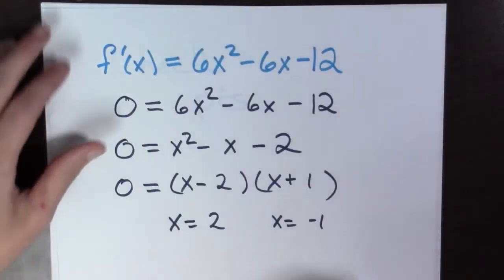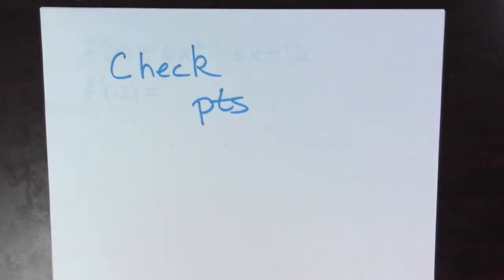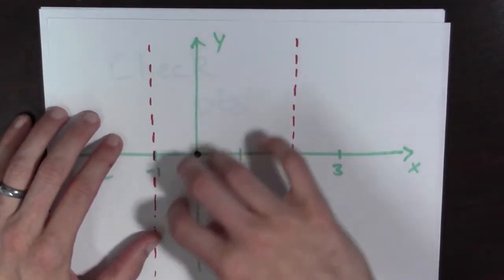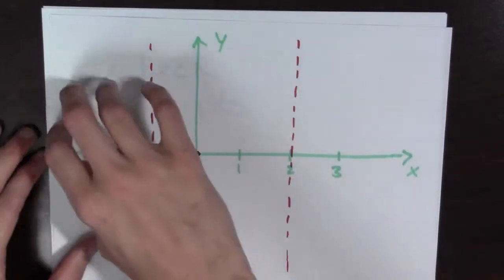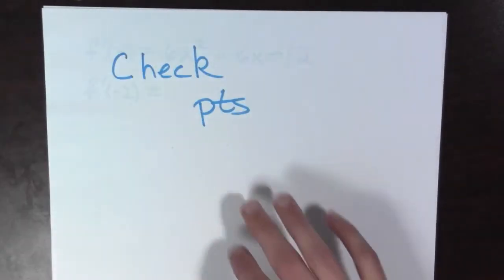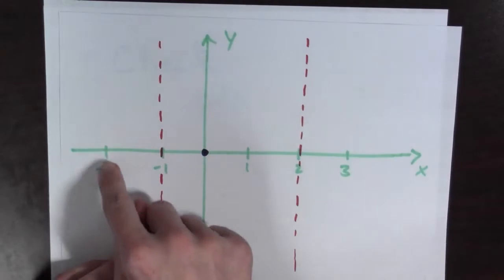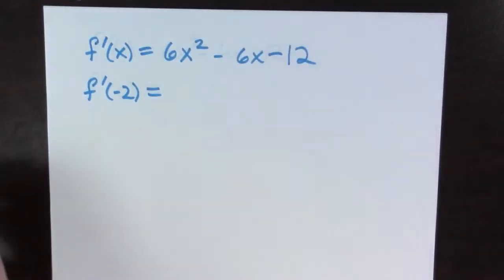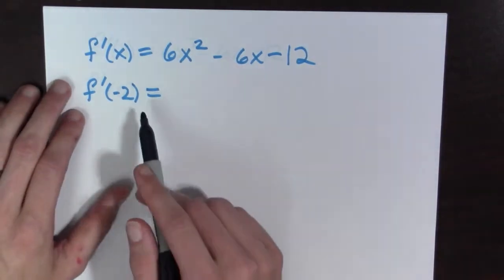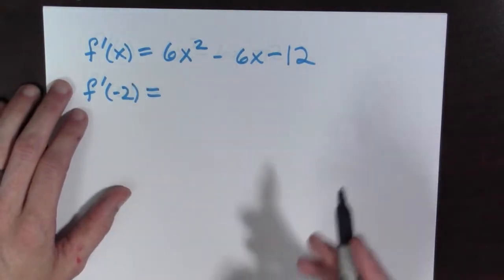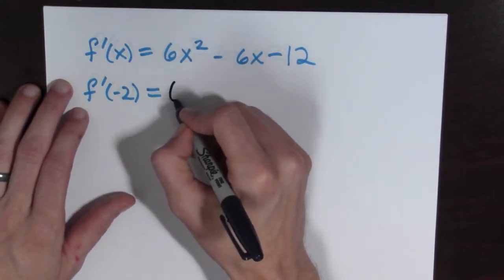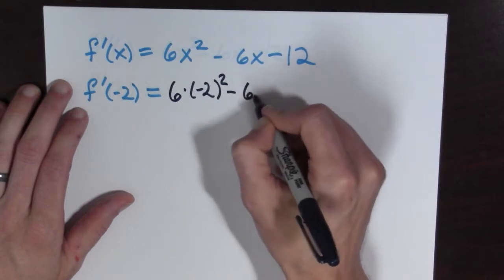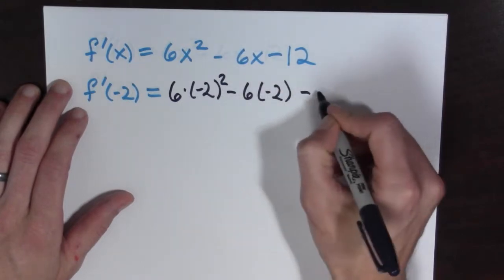All right, so we have this, and now we need to check points because we want to know, is f of x decreasing or increasing here? Well, let's check some points. A good point to check over here is negative 2. Let's check negative 2, and we'll check out the first derivative. It's going to be 6 times negative 2 squared minus 6 times negative 2 minus 12.